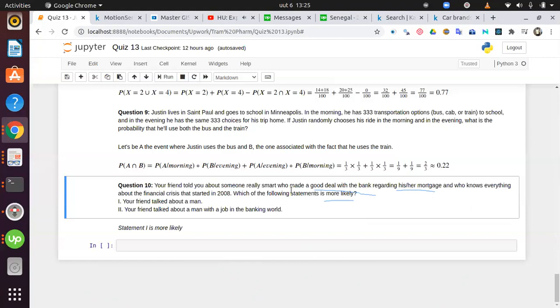Statement two doesn't mention anything about the job, right? Yeah, so statement one. I think I got it. We can move to the next quiz. Thank you so much for the explanation on this slide. It's very thorough. You're welcome.